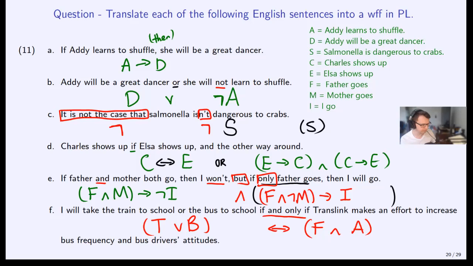Sorry, can you switch the placement of T and B and F and A? Can you say F and A first? Yeah, that's fine. You can switch F and A with T and B, or with T or B, and you can also switch B and T inside the brackets too.